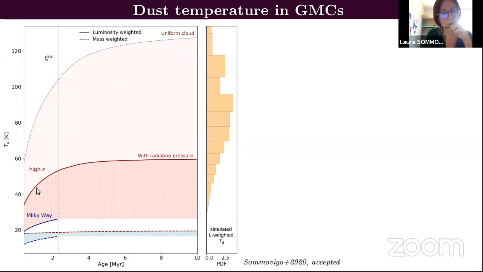Whereas if we consider luminosity weighting, so basically we should be considering the gas which is mainly contributing to the emission, we have larger temperatures. The one that is mainly contributing to the emission is exactly the warm dust. And we have a dust temperature of around 60 Kelvin for our high redshift cloud when we include radiation pressure, and much larger when the radiation pressure is not included, which is the case, for instance, also of the simulations where, for spatial resolution reasons, one cannot include the effect of radiation pressure.